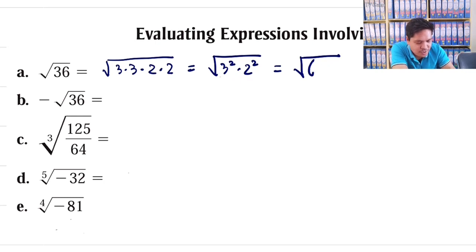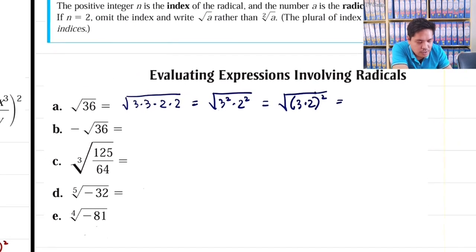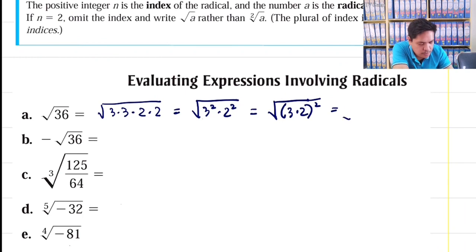So, sorry. So, that would be 3 times 2. Ilabas natin yung square. Okay. So, that would be square root of 6 squared. Since square root of 6 squared, pareho din naman to sila, could cancel that out. Pwede na siyang lumabas. Square root of 6 squared is just 6. So, the answer is 6.